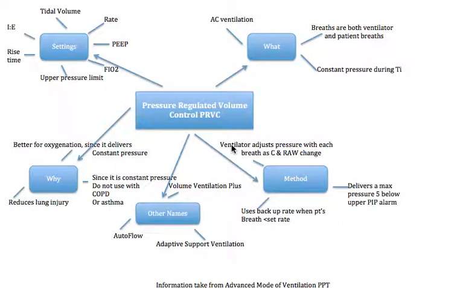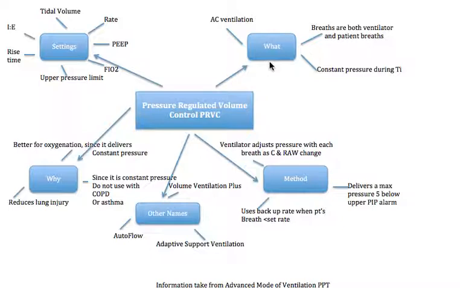So we're going to go over the pressure regulated volume control, or PRVC. So this one is really probably the most common one that you guys are going to see. So this one for sure you really need to know for your test. So let's just talk about some aspects to this.